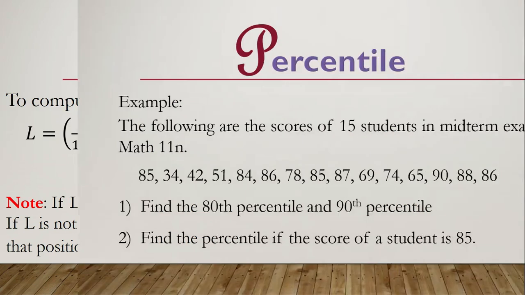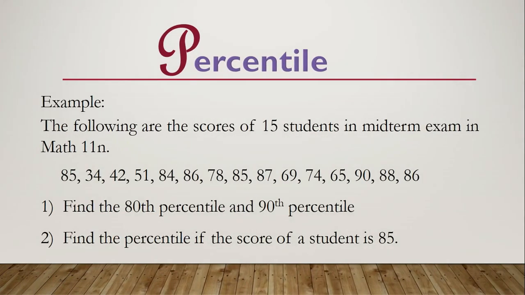Okay, we will try. For example, the following are the scores of 15 students in the midterm exam in Math 11N. We have 85, 34, 42, and until 86. Now, find the 80th percentile and the 90th percentile.